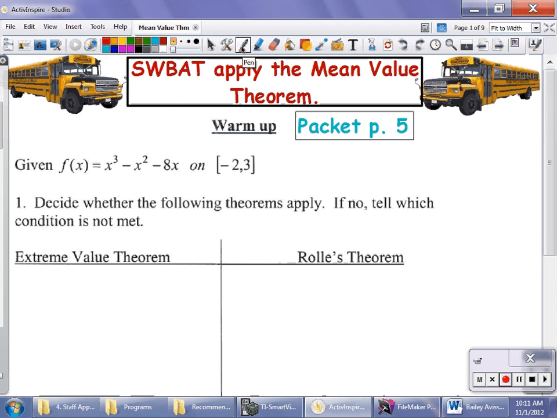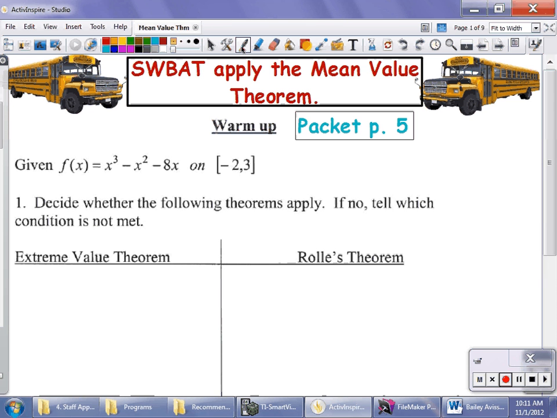All right, we're going to take a look at the mean value theorem. This is the third of our theorems in this little theorem series. And if you're in my class, we're going to start with a warm-up to review the other two theorems that we've looked at. And if you're not in my class, you may want to advance the video a little bit and just get right into the mean value theorem.